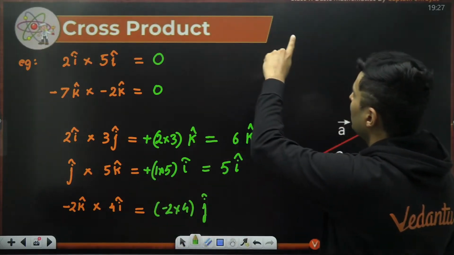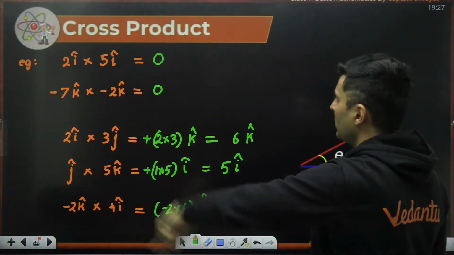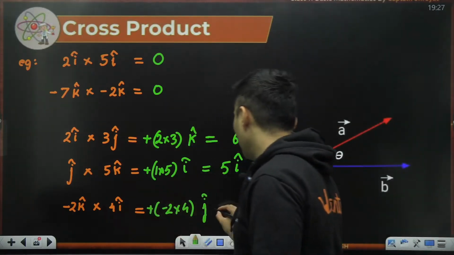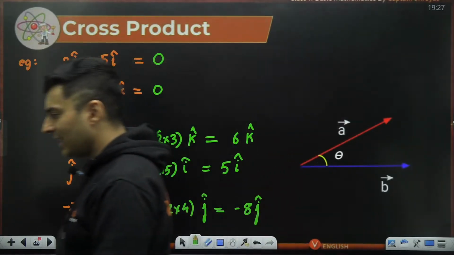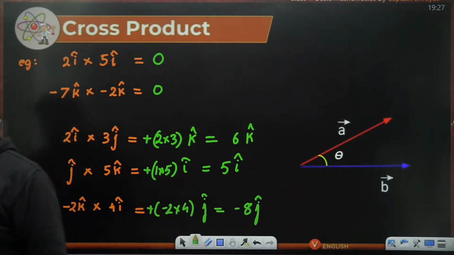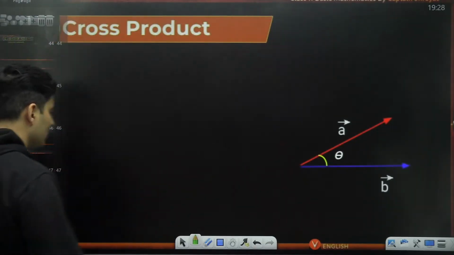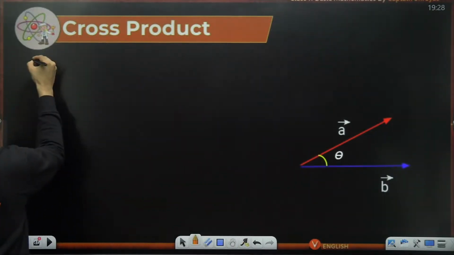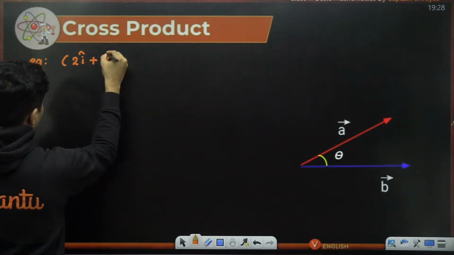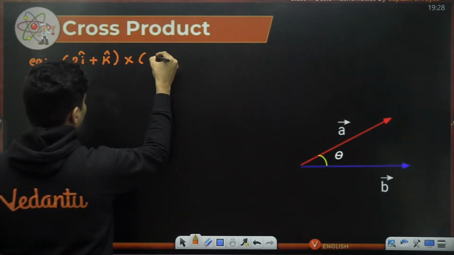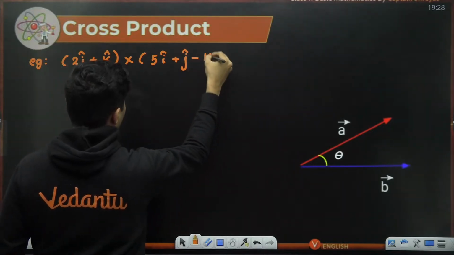K into I. K, I, j, k. K into I is clockwise only, positive. So it will be positive j cap. So this will be minus 8 j cap. Just check this out. Minus 8 j cap. Yeah. So many students forget that I, j, k. So be very careful. Sir, let's do more difficult questions, sir. Okay. Say for example, you have 2 I cap plus k cap cross producted with 5 I cap plus j cap minus k cap.